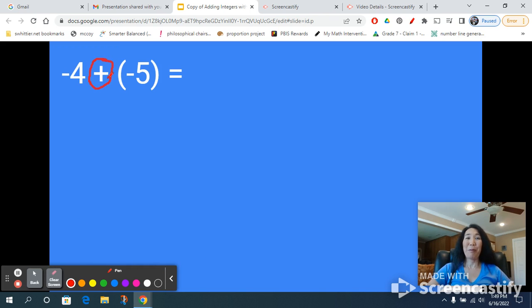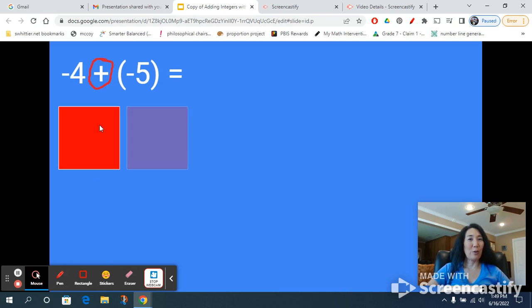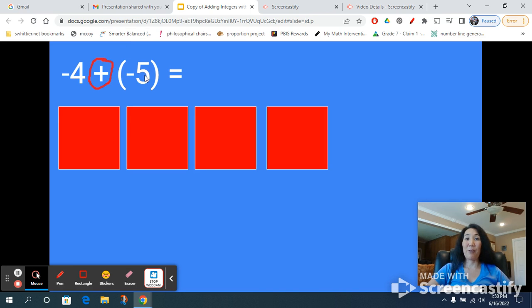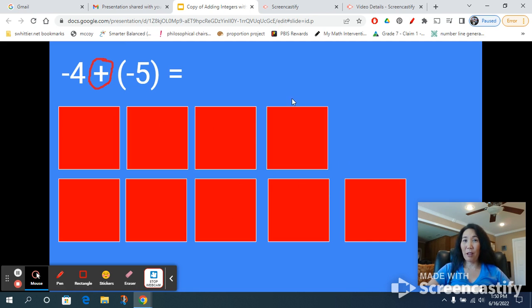Negative 4 plus negative 5. This time I have 4 negatives, which are the red tiles. 1, 2, 3, 4, and I'm adding 5 negative tiles. Red, 1, 2, 3, 4, 5, for a total of 9 negative tiles. Negative 4 plus negative 5 equals negative 9.